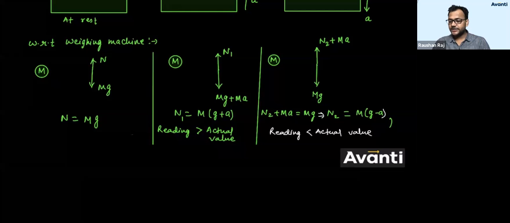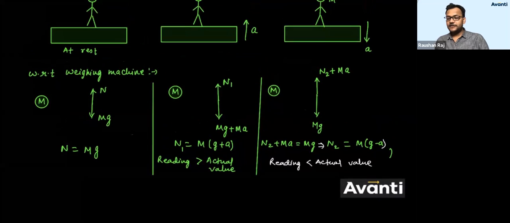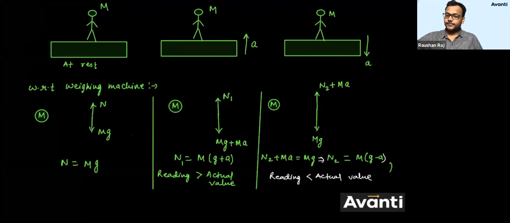Guys, just imagine a case. Imagine a case when acceleration of the weighing machine is equal to g. What will happen to the normal reaction? Guys, let me know the answer. When acceleration of the weighing machine downward is equal to g, what will be the answer for normal reaction?